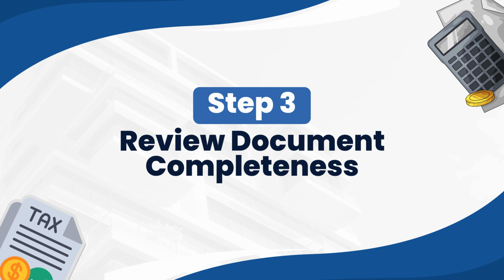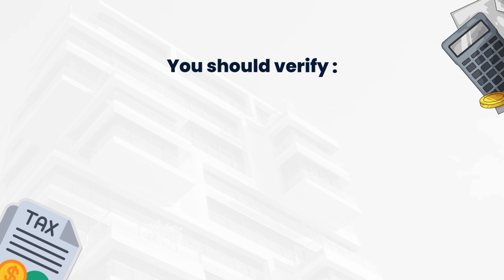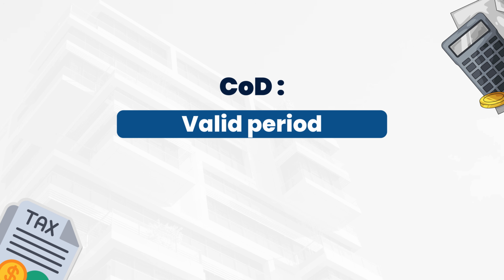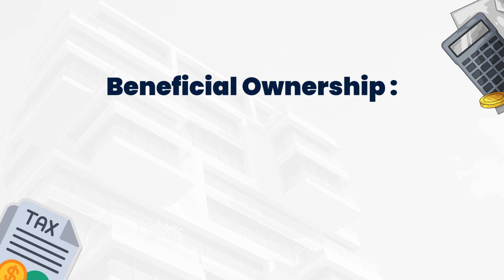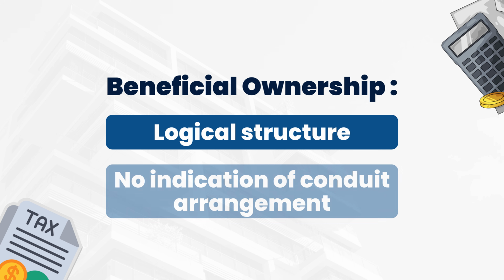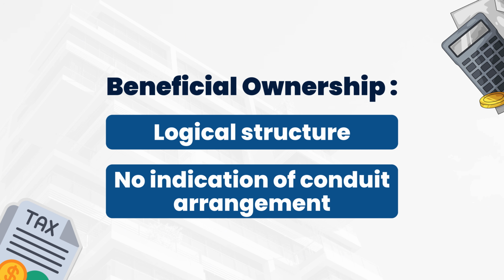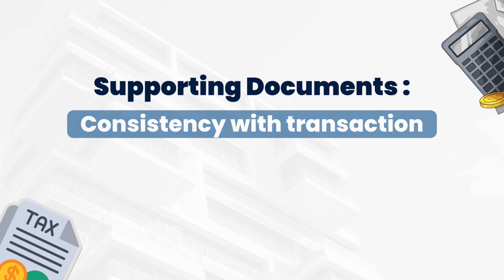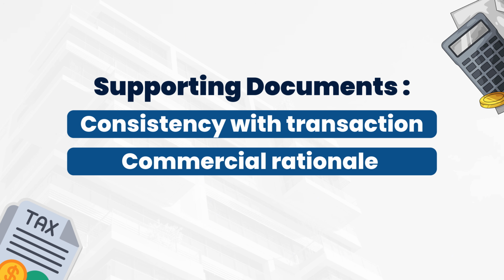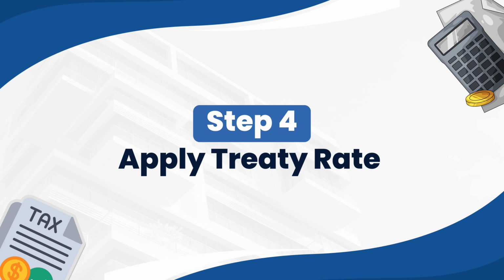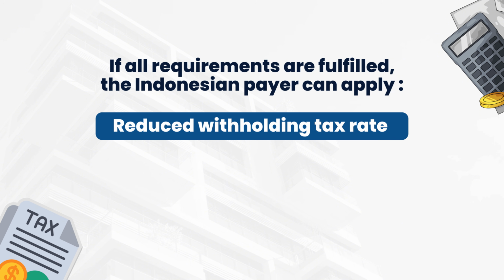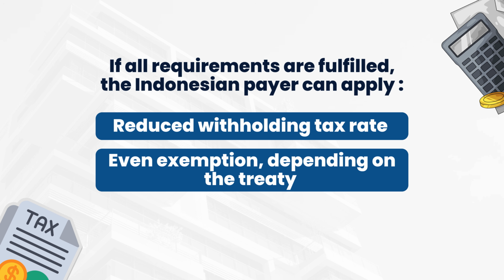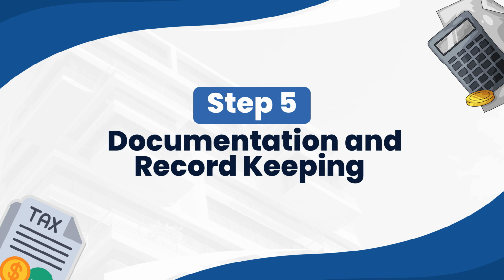Step 3, review document completeness. You should verify the COD for valid period, correct name, and proper authorizations. For beneficial ownership, check for logical structure and no indications of conduit arrangement. For supporting documents, check consistency with transactions and commercial rationale. Step 4, apply treaty rate. If all requirements are fulfilled, the Indonesian payer can apply a reduced withholding tax rate or even exemption, depending on the treaty.